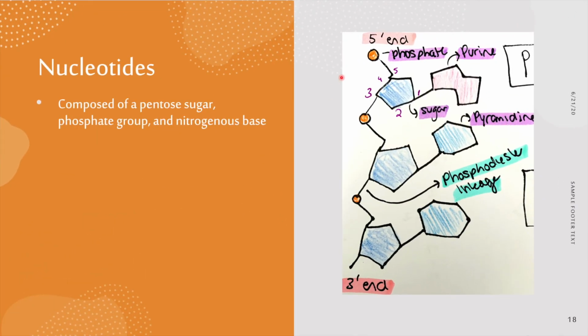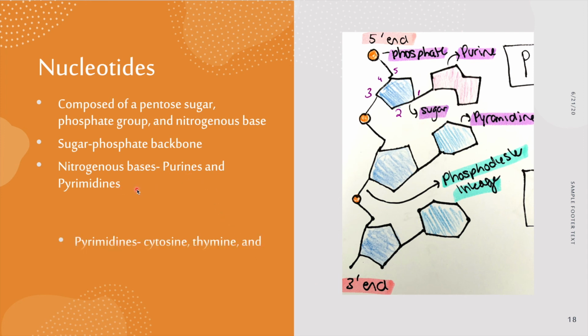Nucleotides are composed of a pentose sugar, a phosphate group, and a nitrogenous base. The sugar-phosphate pattern of nucleic acid is called the backbone. Nitrogenous bases can be divided into 2 groups, purines and pyrimidines. Pyrimidines include cytosine, thymine, and uracil. Purines include adenine and guanine.